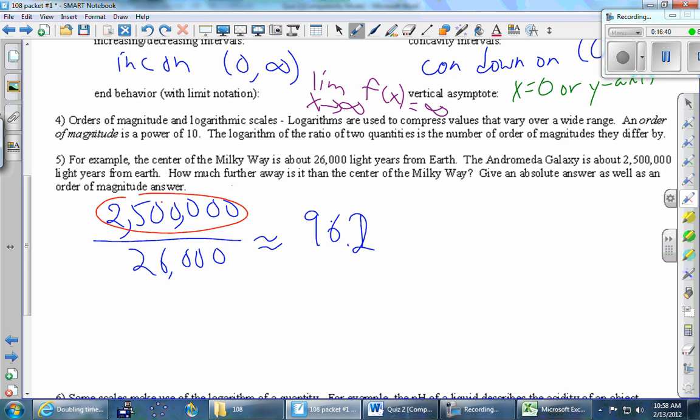Roughly, what power of 10 is this? Just count the number of digits. There's 7 digits in there, so it's something on the order of 10 to the 7, yes? It's a little less than 10 to the 7, but it's more than 10 to the 6th.